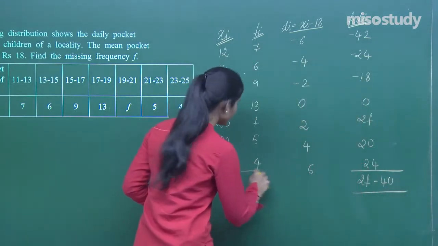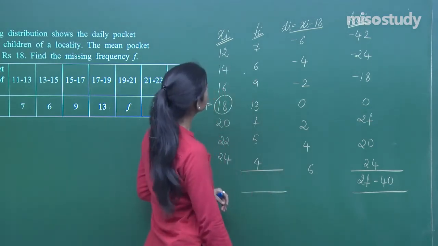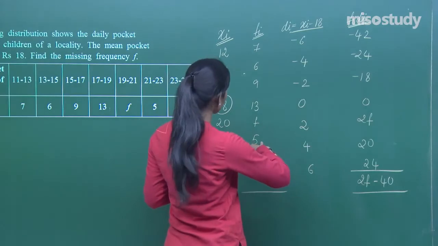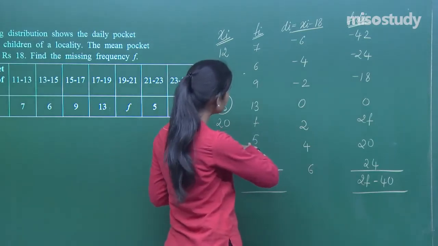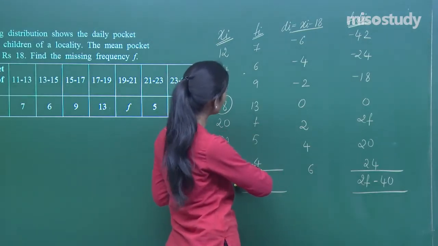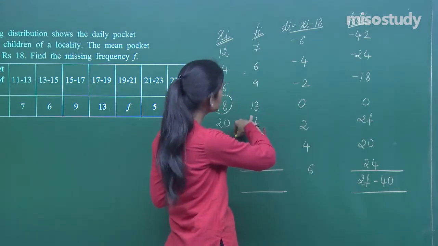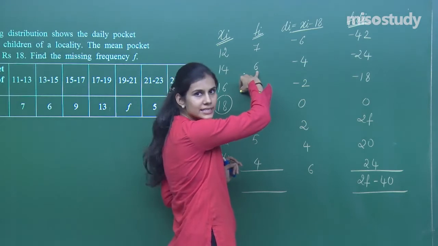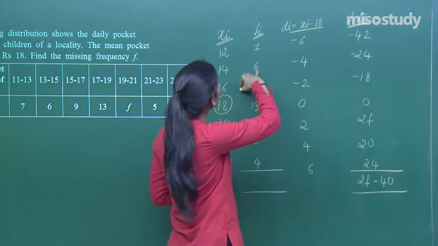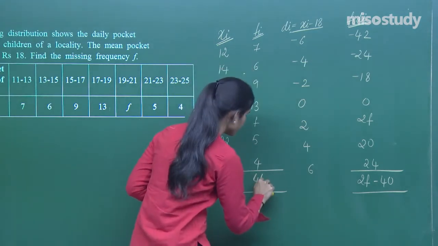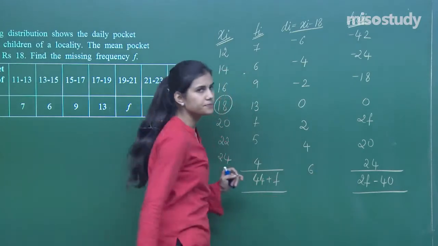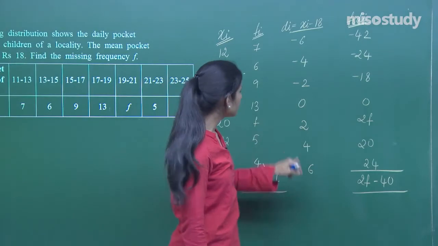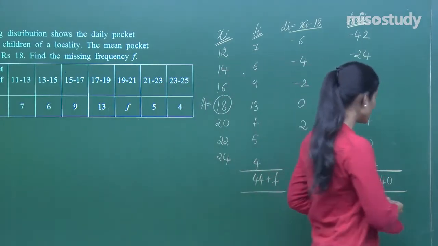Let's see what is summation fi. One of the values is f, rest is what? Let's see. 9 plus 1 is 10, 10 plus 4 is 14, plus 4 is 18, 18 and 10 is 28 and 2 is 30, 31, 31 and 6 is 37 and this is 44. Right? So you have 44 plus f as summation fi, and 2f minus 40 as summation fi di.